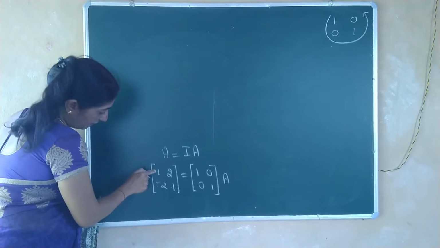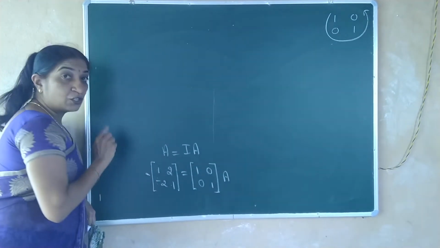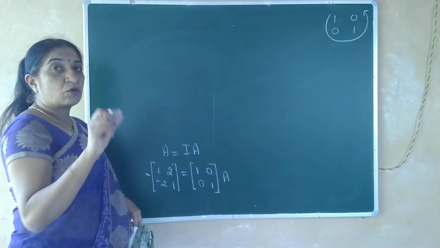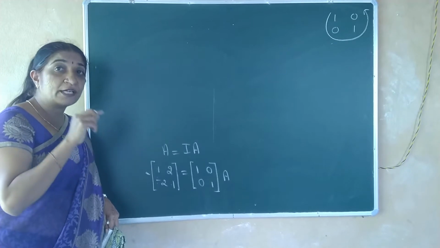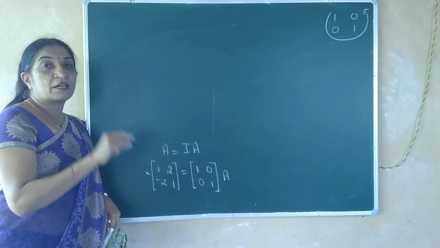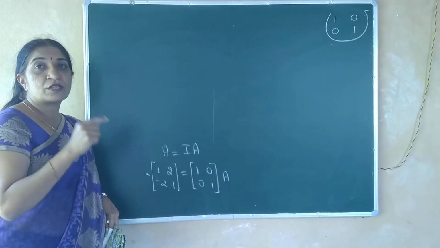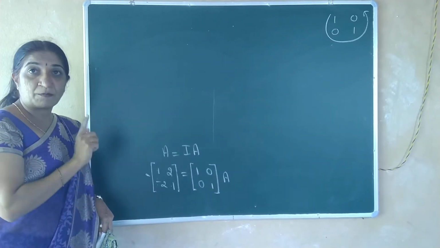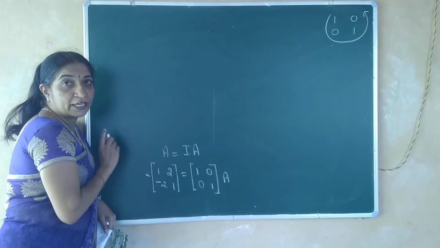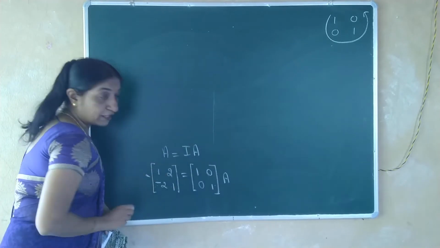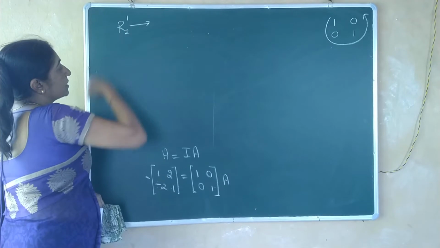Now compare this matrix and this matrix one by one. First this element, here already we have a 1, that step is over. Now we have to make minus 2 a 0. Please note down, if you are making it a 0, go for either addition or subtraction, depending on the sign. Here it is minus 2. If it is minus 2 we have to go for addition. See, minus 2 is present in which row? Second row. So that's why I am writing R2 dash. I am changing the second row.